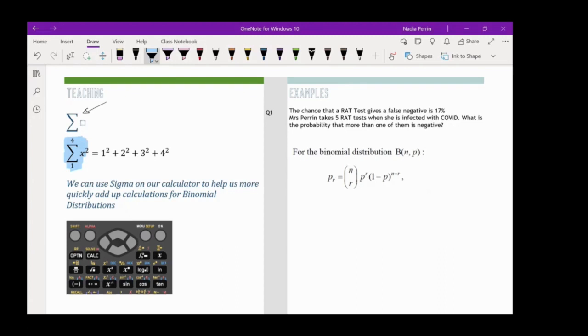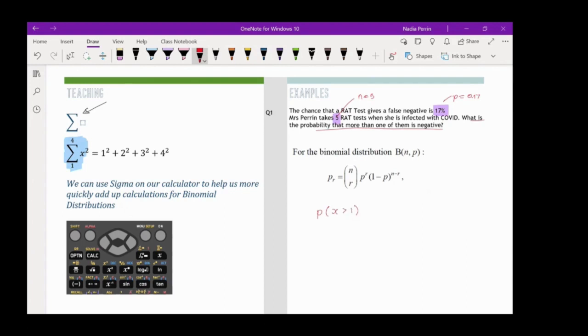And Mrs. Perrin, that is me, took 5 rat tests when I was infected with COVID. What is the probability that more than one of them is negative? When I have a question like this, the first thing I always like to do is pull out the relevant information. So for binomial, I'm looking for n and I'm looking for p. So n is 5 and the probability is 0.17. Then I work out the question: what is the probability that more than one of them? So I'm doing more than one, so greater than 1.